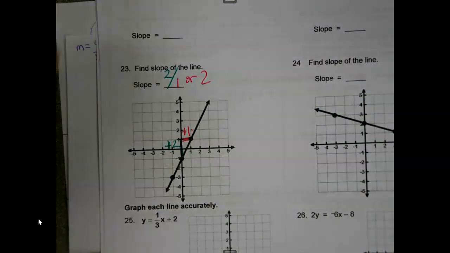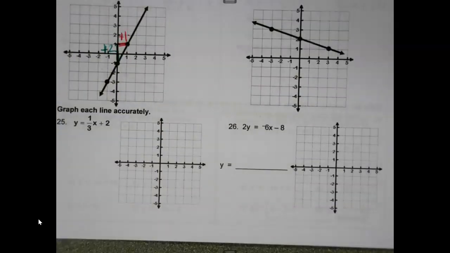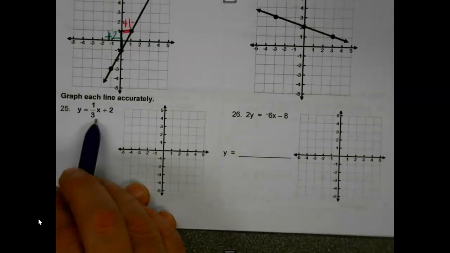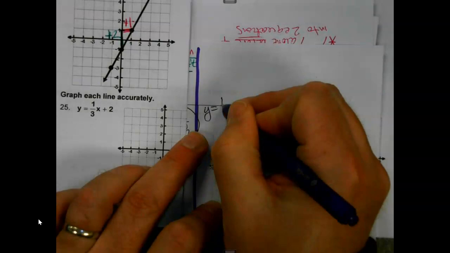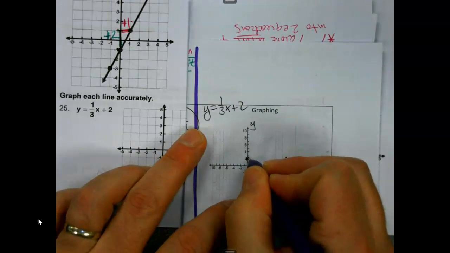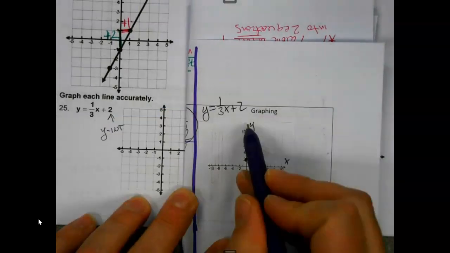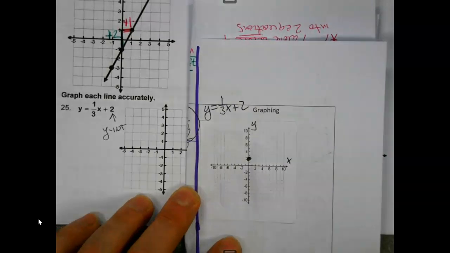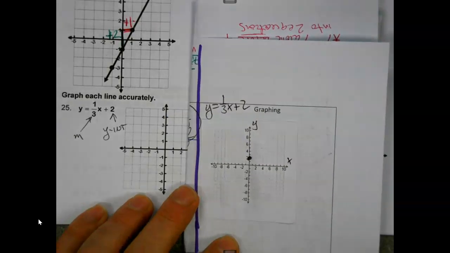But if I'm being asked to graph a line, and I'm given the equation, this is where I'm going to bust out my help sheet. I need to make sure y is by itself. So like this one is ready. If I wanted to do that one, y equals 1/3 x plus 2. The plus 2, that is my y-intercept. That is my b. That's always what I'm going to graph first. So I put that on my graph. And then my slope, my m, is 1 over 3.